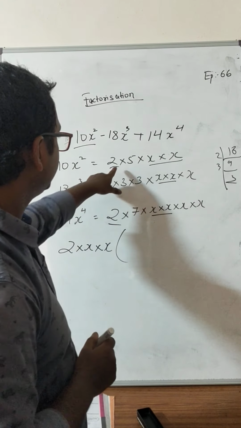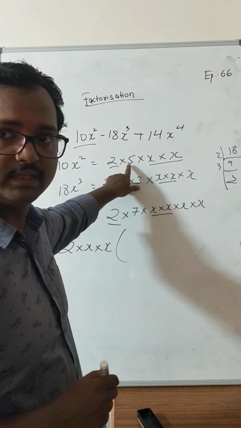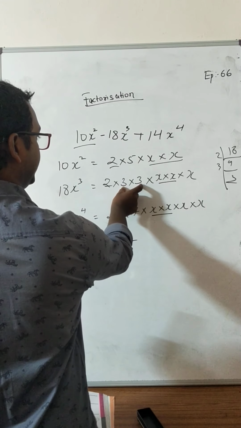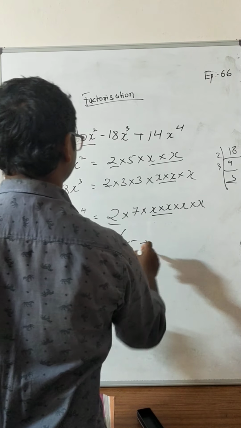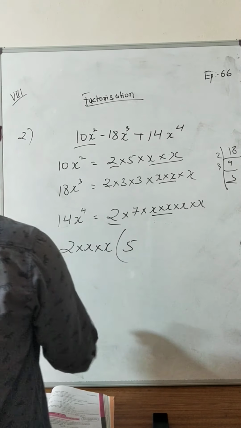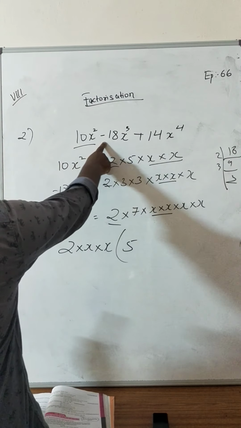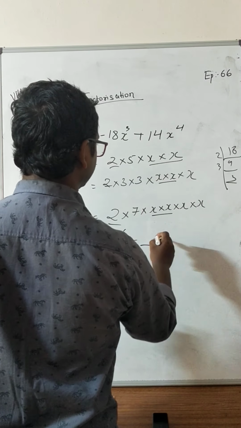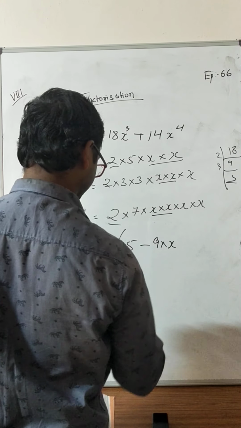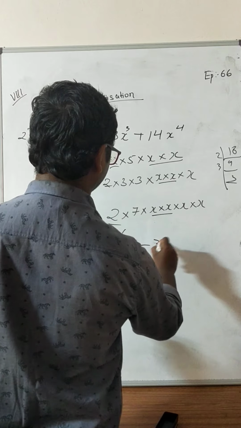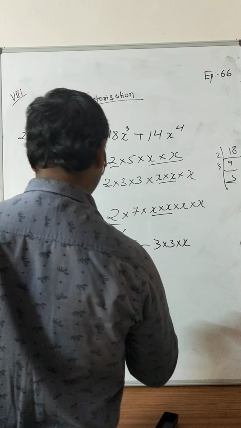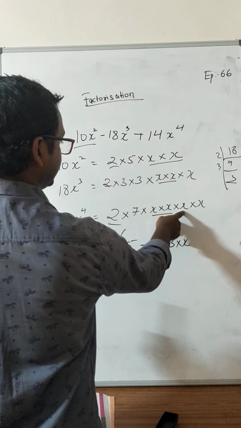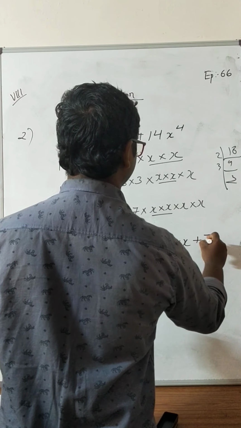So what is left when 2 and x are taken away? We are getting here 1, 5. In the first term we will get 1, 5. In the second term we will get 3 into 3 and x. See here, the sign here was minus, so I am going to put minus here. Next, 3 into 3, 9 into x, or we can write it as 3 into 3 into x. In the third term, see, 2 and x are gone. What is left? 7 is left and this x is left, this x is left. So plus 7 into x into x.